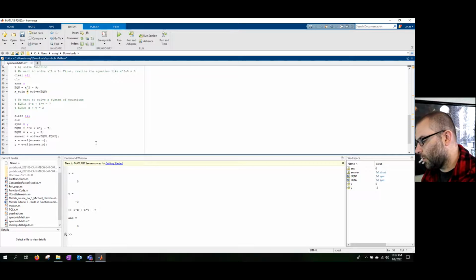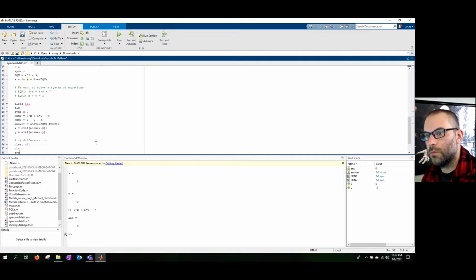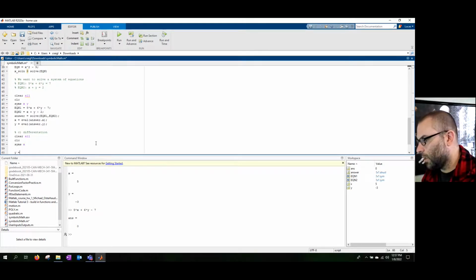Let's now look at differentiation. So let's call this C. Okay, so clear all, clc, syms x, y equals x squared plus x.